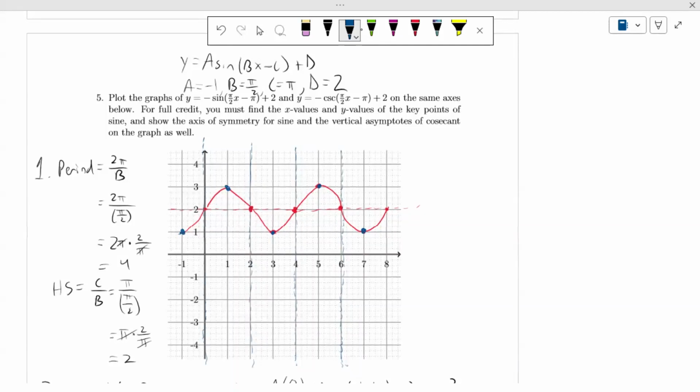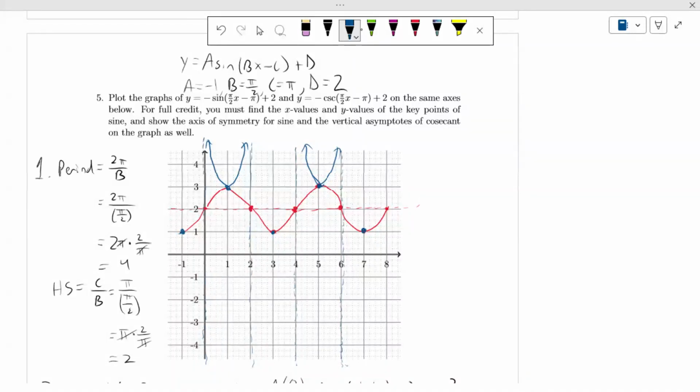And then anywhere we have a maximum point for sine, that's going to correspond to a U shape for cosecant. So here we're going to have a U shape up here as well. It touches right at there and does a U shape, goes to positive infinity in both directions. Make sure it doesn't cross your vertical asymptote. It's impossible to cross a vertical asymptote.